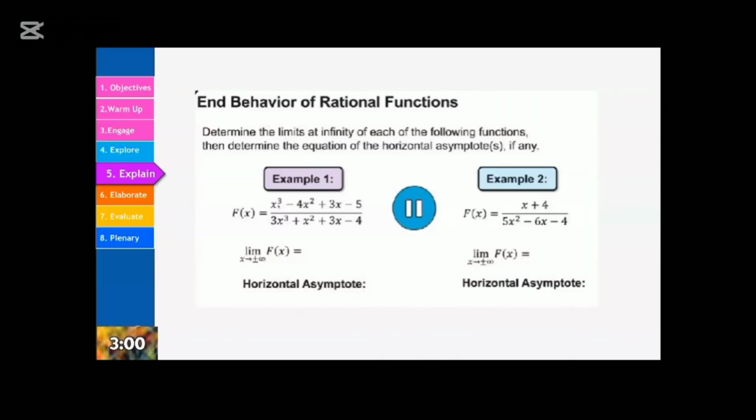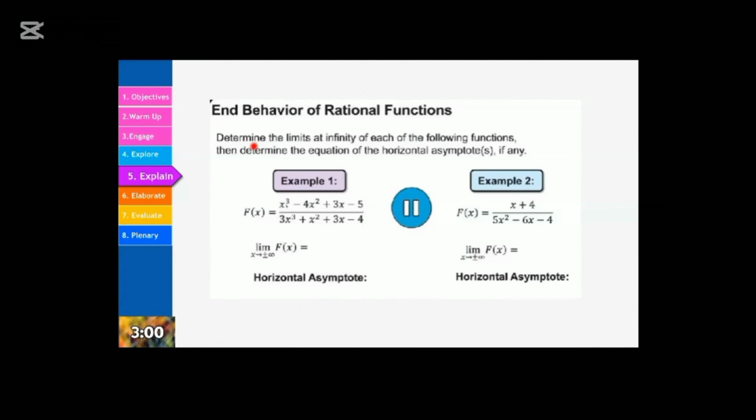Okay, let's take this question. Here, determine the limits at infinity of each of the following functions, then determine the equation of the horizontal asymptote, if any. So here f of x equals (x power 3 minus 4x power 2 plus 3x minus 5) over (3x power 3 plus x power 2 plus 3x minus 4). So which one is the bigger here, is it numerator or denominator?